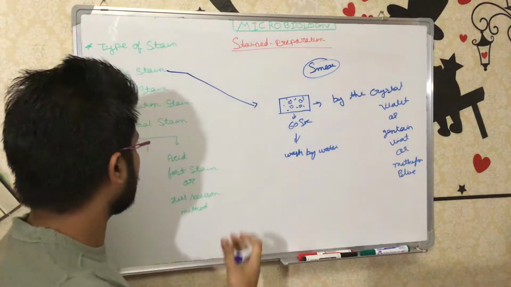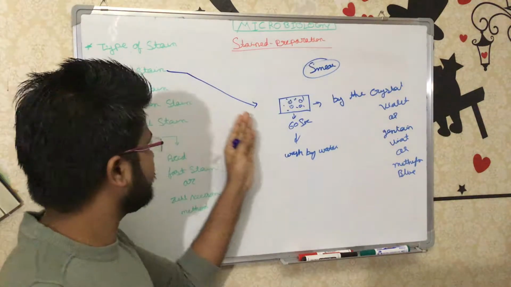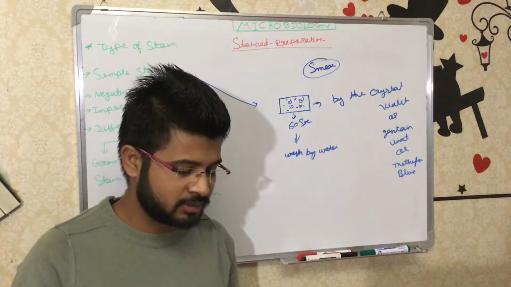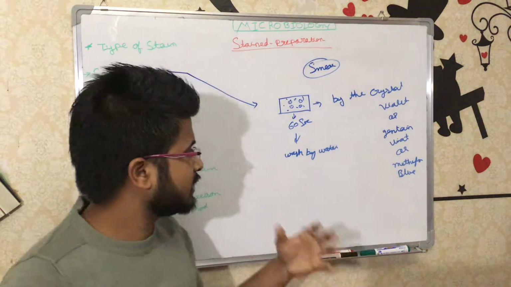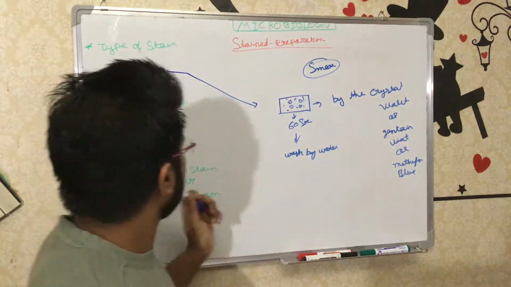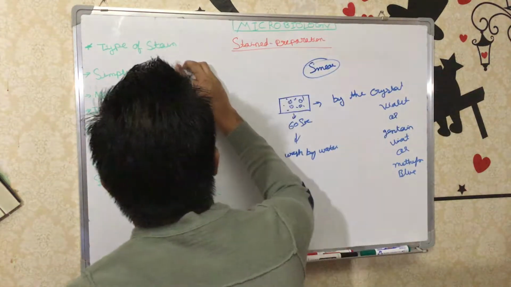Then we move on to the negative stain, because with the simple stain we didn't successfully determine whether the bacteria is negative or positive. We can just think that this is a bacteria, but which bacteria we don't know. So let's move on to a different stain, the negative stain.